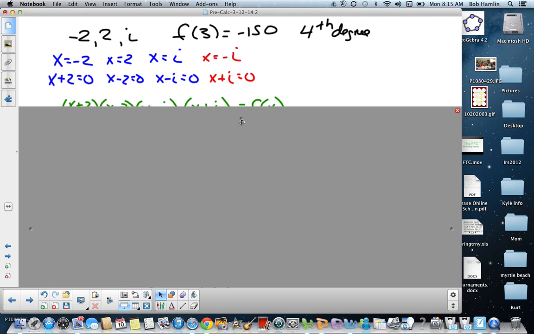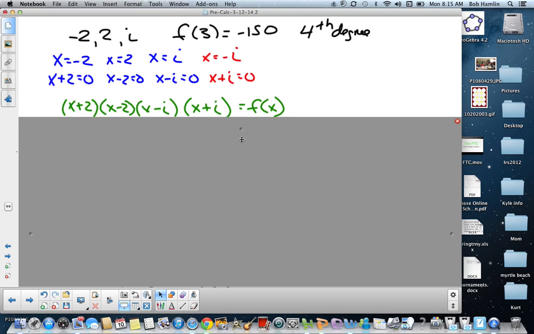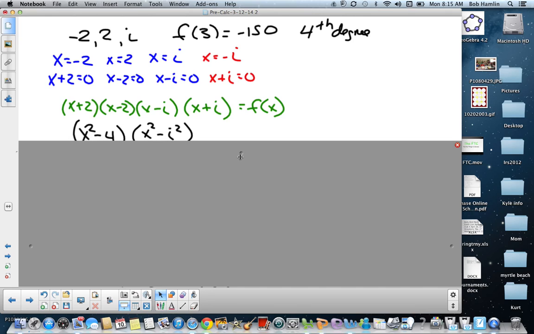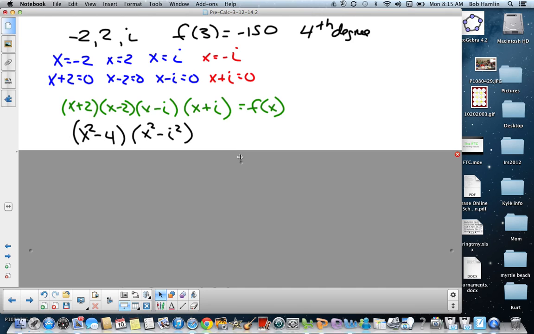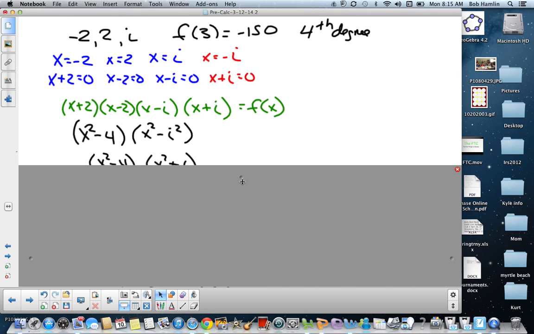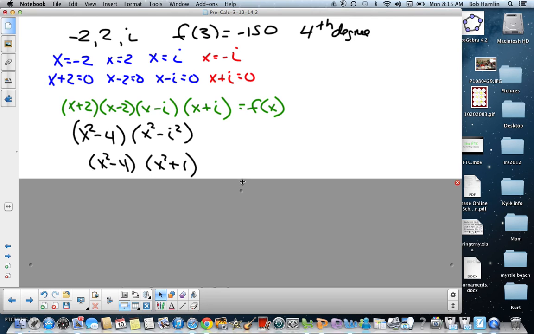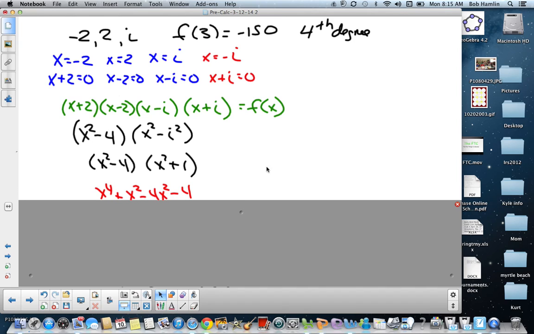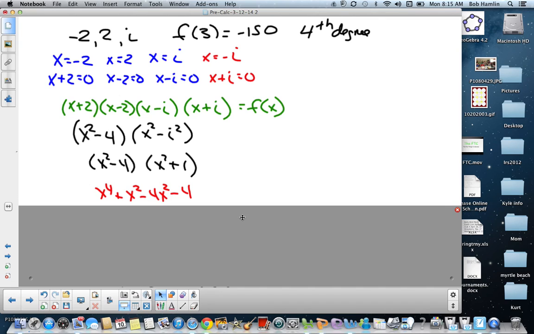And so in turn, I'm now going to take these factors and multiply them together. When I do that, I get x plus 2 times x minus 2 times x minus i times x plus i. And I get a grand total of x squared minus 4 times x squared minus i squared. Now, of course, I know that i squared is equal to negative 1. So that gives me x squared minus 4 times x squared plus 1. And now I multiply these together, and I get x to the fourth plus x squared minus 4x squared minus 4. This is my function.